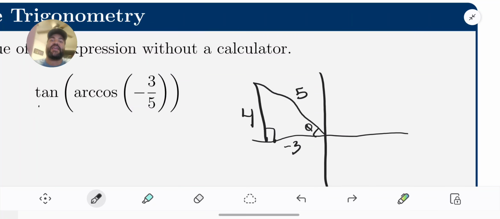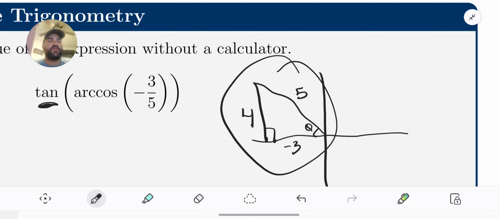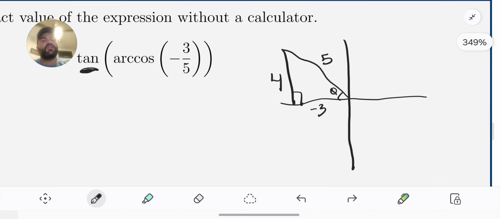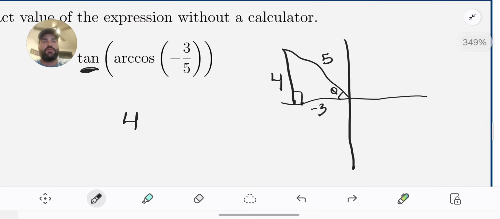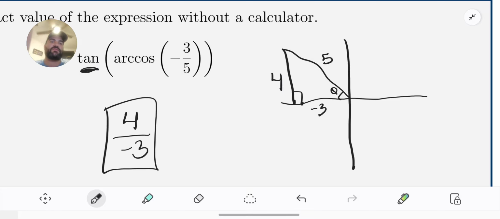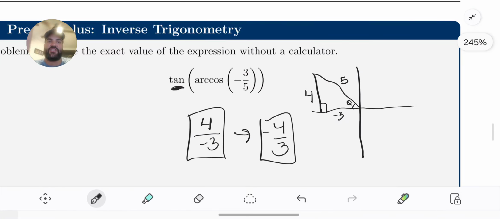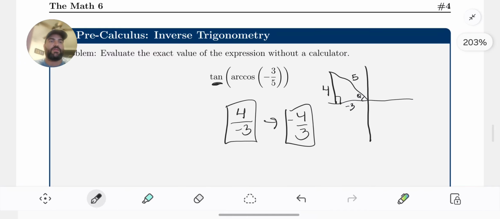And now to do the tan of this, what is tan? It's opposite over adjacent. So the opposite's 4 over negative 3. That's it. You could write negative 4 over 3. Same thing. Cool. I believe that's right. I'm going to check it on the answer key, but I'm sure that's right.